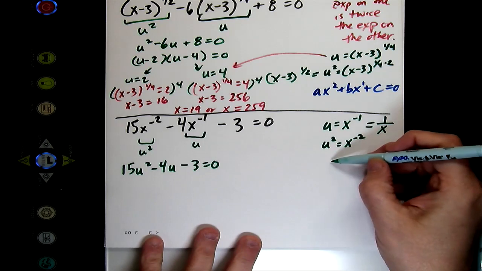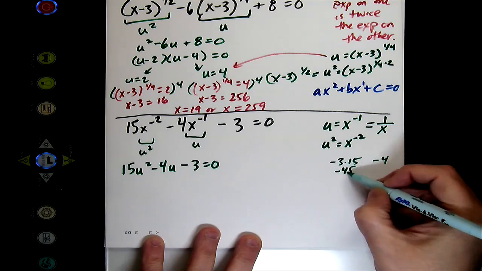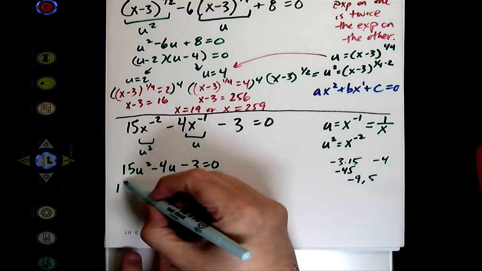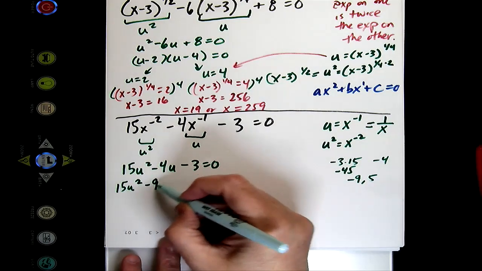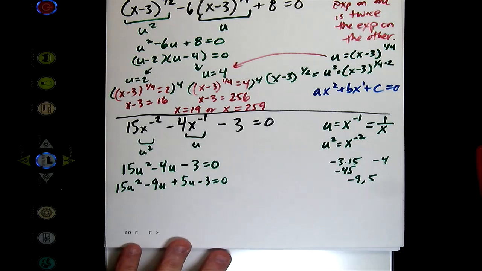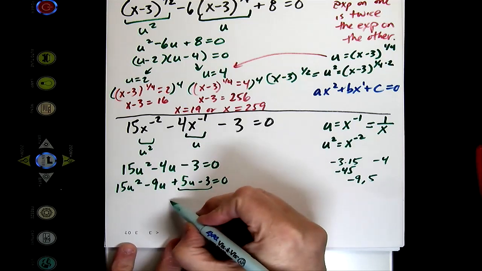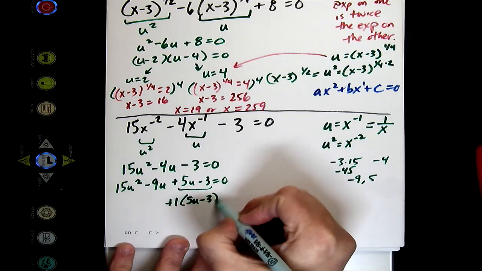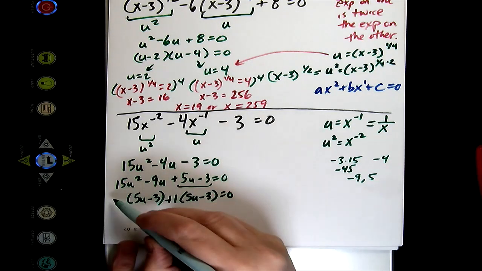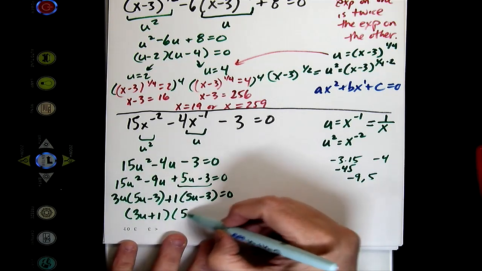I need things that multiply to negative 3 times 15 and add to negative 4. Negative 3 times 15 is negative 45. Negative 9 and 5 will work. So I'm going to write this as 15u squared minus 9u plus 5u minus 3 equals 0. And we'll start doing some grouping. This doesn't have anything in common, so I'm going to say that that's plus 1 times 5u minus 3, which means I've got another 5u minus 3 over here, and that looks like it needs a 3u. So if I finish, I've got 3u plus 1, 5u minus 3 equals 0.